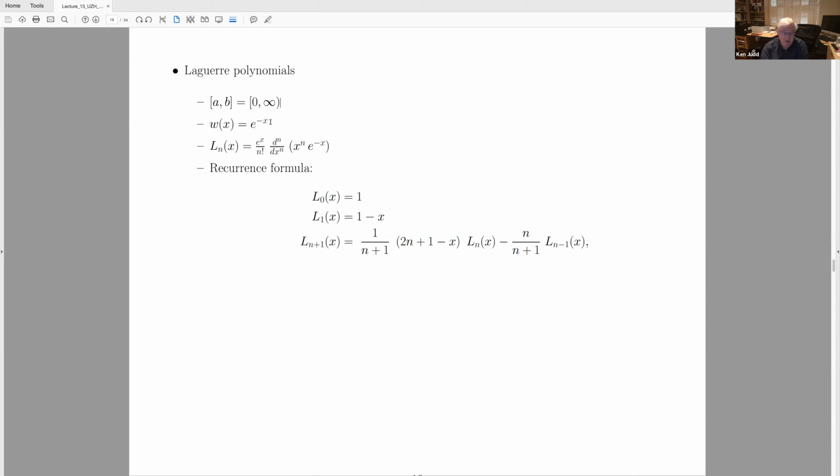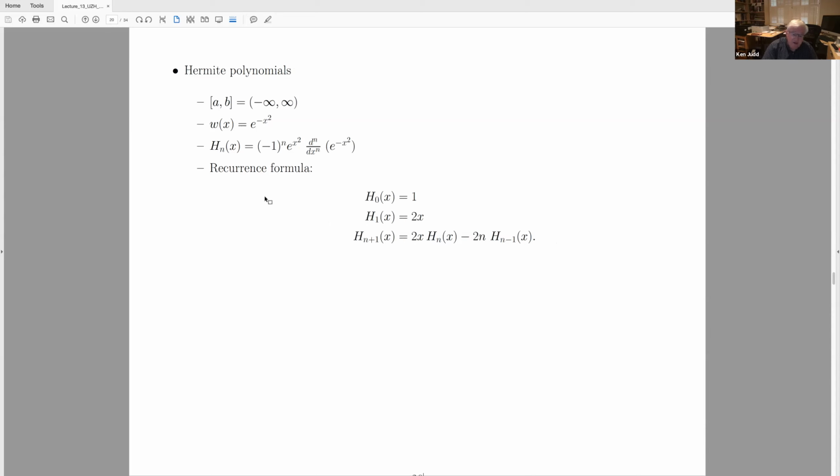So the weight function is the exponential. And here's the one definition, again, comes from physics. Now, again, it doesn't look like a polynomial, but it is. And here's the polynomial form that equals the Laguerre polynomials.